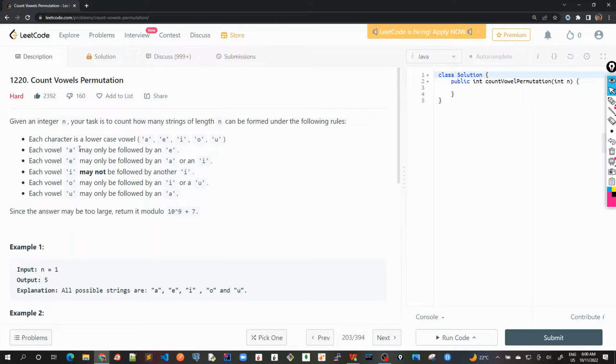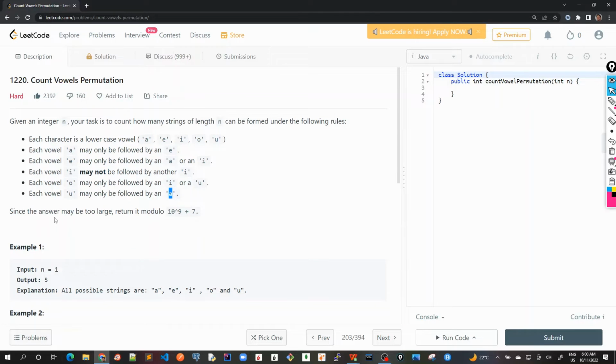The other rule states that suppose I have a string of length 2, and the first letter I chose is A, so it can be only followed by an E. So the second character after A should always be E. Similarly, if we have E, then it can be only followed by an A or I. Similarly, we have rules for the others. For I, it may not be followed by another I, so after I we can have A, E, O and U, except I. For O, it can be only followed by an I or U. And for U, it can be only followed by an A.